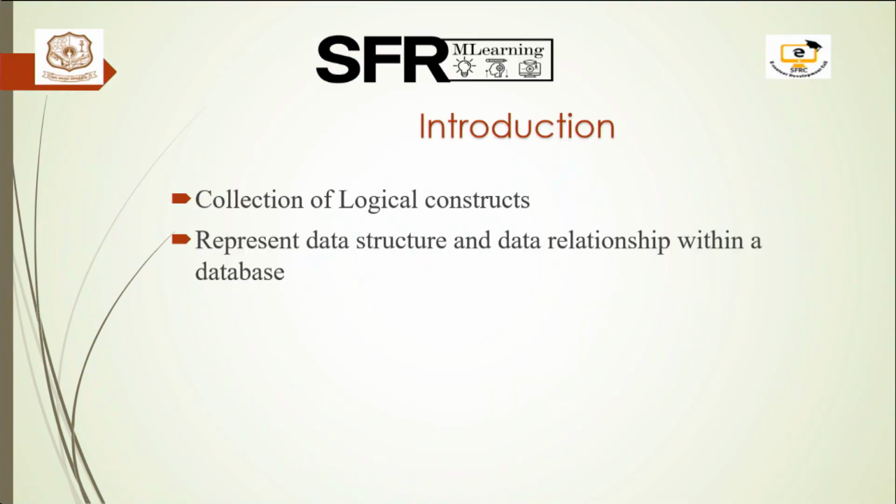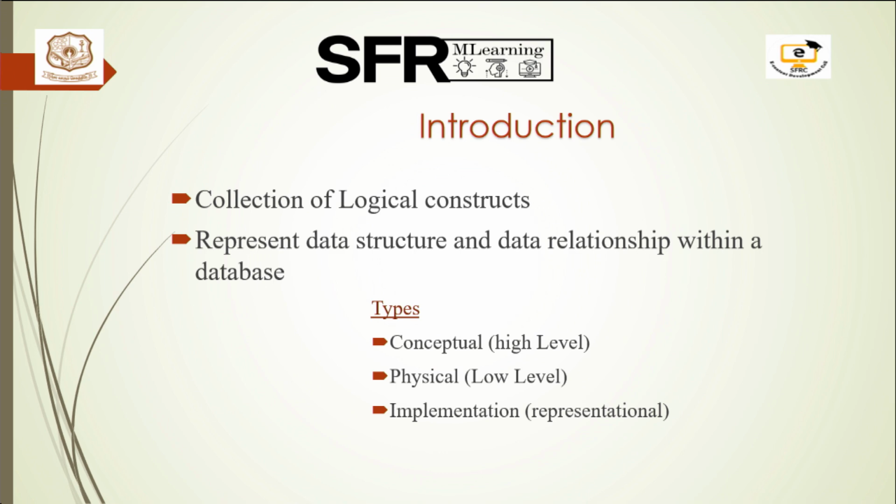First of all, what is a data model? It is a collection of logical constructs. It represents data structure and data relationship within a database. There are three types of data models. First one, conceptual model. Second one, physical model. Third one, implementation model. Conceptual model is also called the high level data model. Next, physical model is also known as the low level model. Third one, implementation, is also called the representational model.